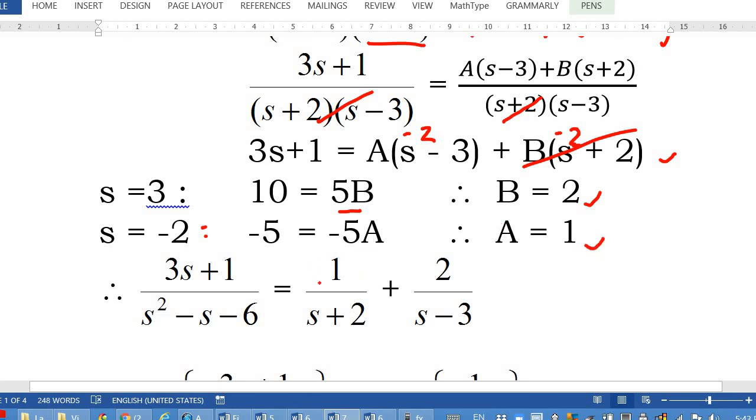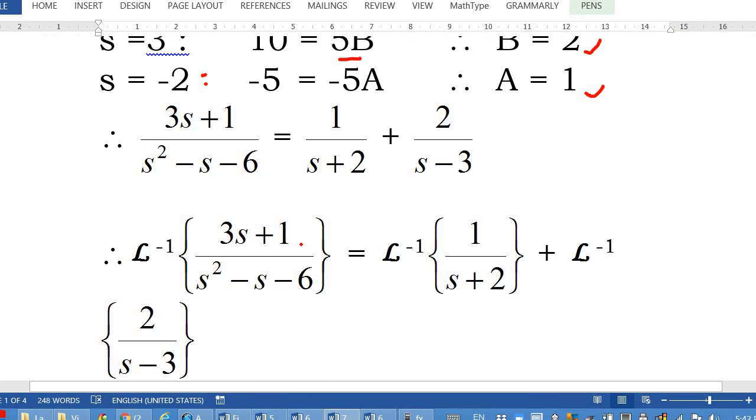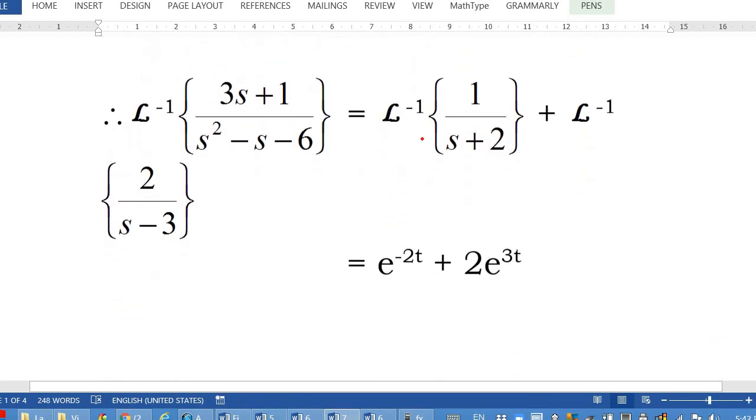So plug in: the A value is 1 over (s + 2), and B is 2 over (s − 3). Hence, the inverse Laplace of (3s + 1) over (s² − s − 6) will be equal to the inverse Laplace of 1 over (s + 2) plus the inverse Laplace of 2 over (s − 3). Easily, you can find that the inverse Laplace of 1 over (s + 2) is e^(−2t), and the inverse Laplace of 2 over (s − 3) will be 2 times e^(3t).